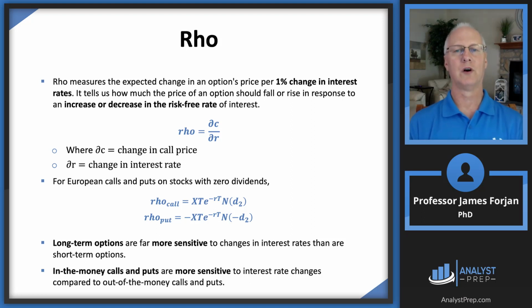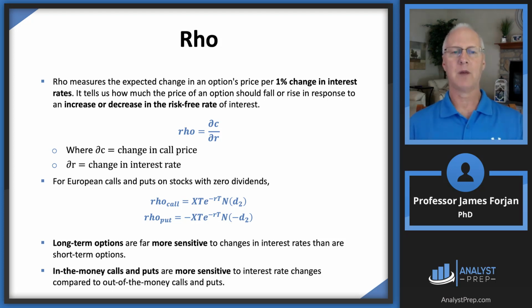Rho, of course, is an R for interest rate, so there's the formula there: the change in the price of the call option over the change in the interest rate, and there are the Black-Scholes-Merton inputs as well, so that you can actually compute it.